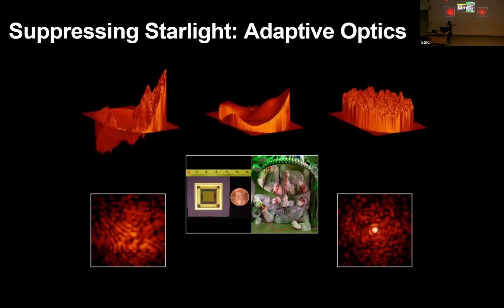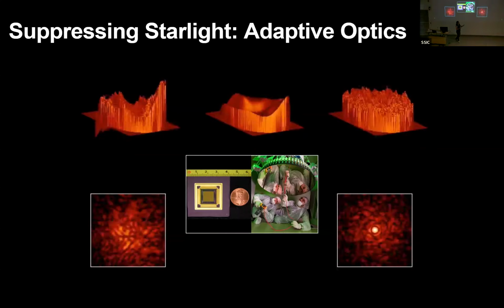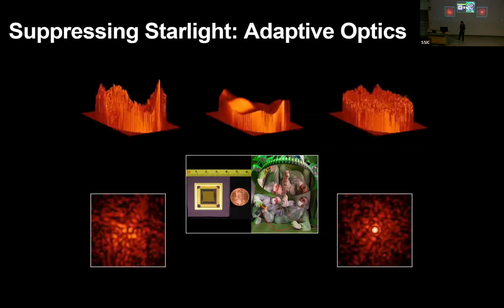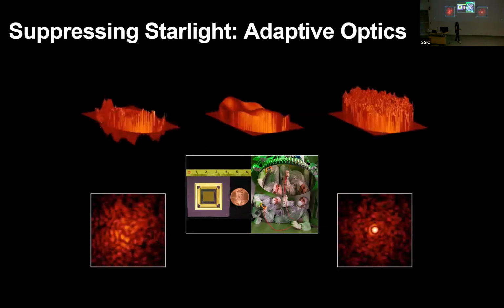So there's a lot that goes into that, and I will just touch on a couple of things that are important on the high contrast imaging side, and one is suppressing starlight. So we use adaptive optics to accomplish this. This is where you measure the blurring effects of the Earth's atmosphere using a deformable mirror, and then correct for it. And so I'm showing a couple of examples of deformable mirrors over here.